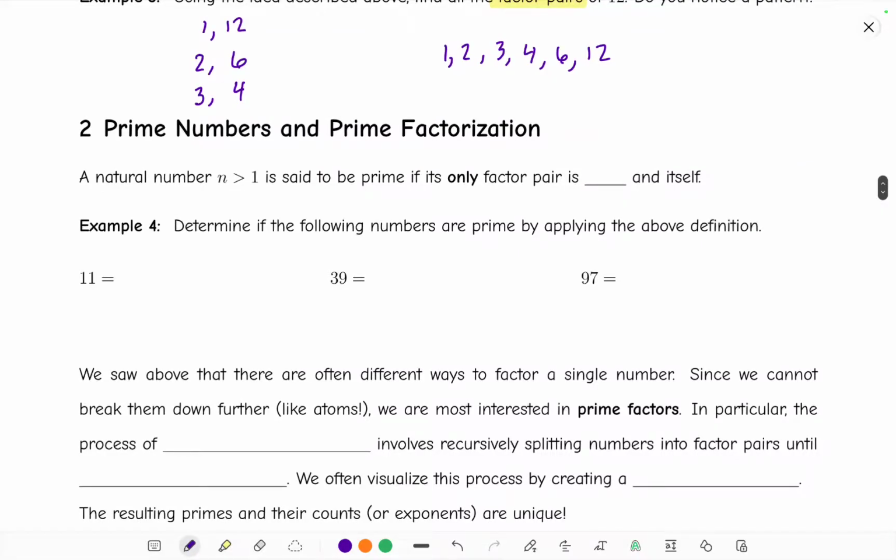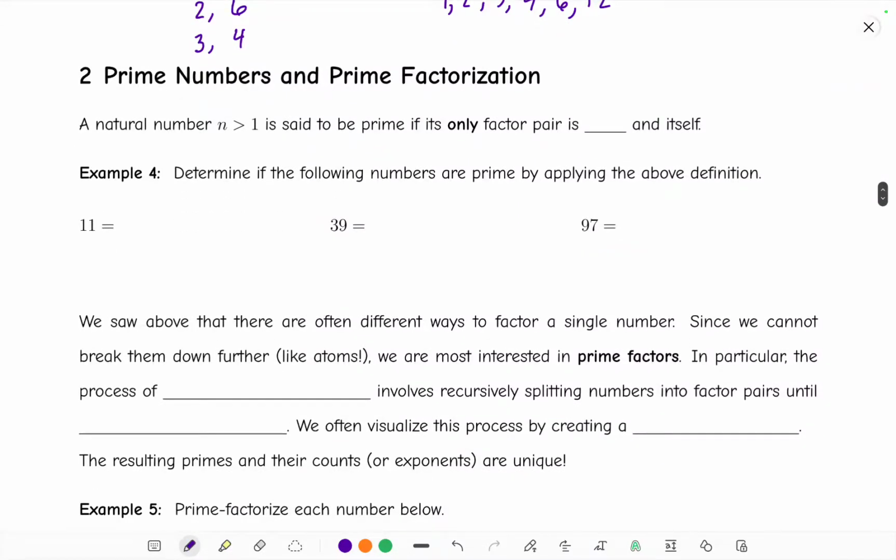Prime numbers and prime factorization. A natural number n bigger than 1 is said to be prime if its only factor pair is 1 and itself. Determine if the following numbers are prime by applying the definition. 11 is prime because 11 equals 1 times 11, and that's it. 39 is not prime because it's 3 times 13. So neither of those are 1 or itself, so this is not prime. We also call non-prime numbers composite.